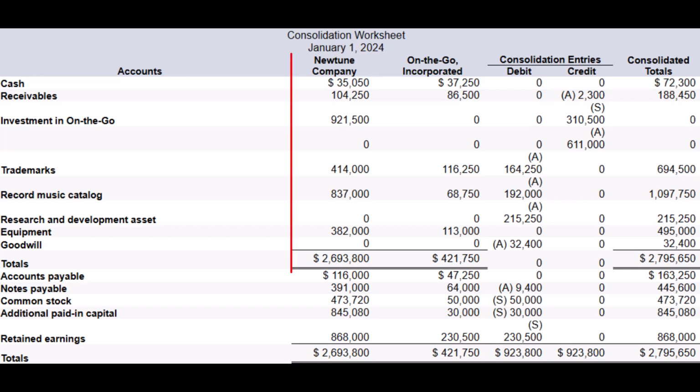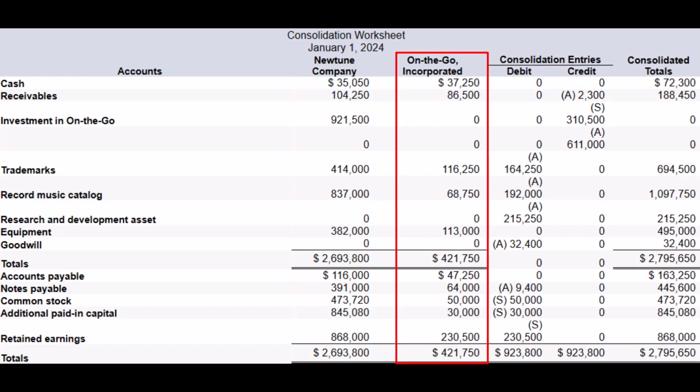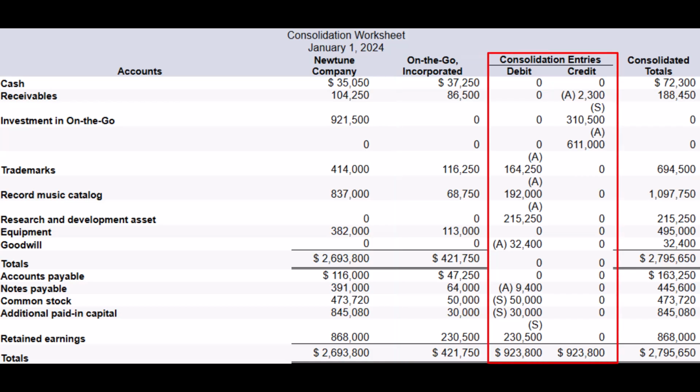First, we have Newtune's accounts after the investment and stock issuance entries we just discussed. Next, we have On the Go's accounts at their original book values. This is important. We start with their book values here. The next two columns, consolidation entries, are where the magic happens. Here, we'll post entries to simulate the combination. And the final column, consolidated totals, shows the mathematical result, what the combined company looks like.